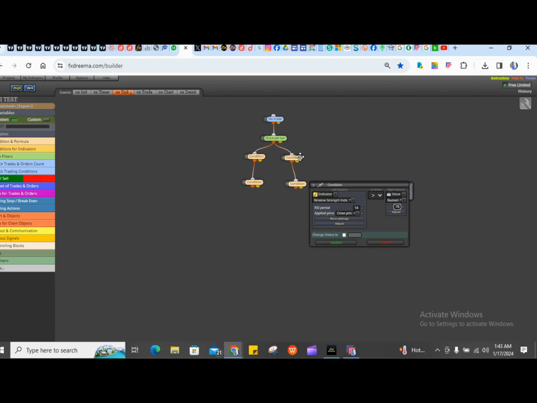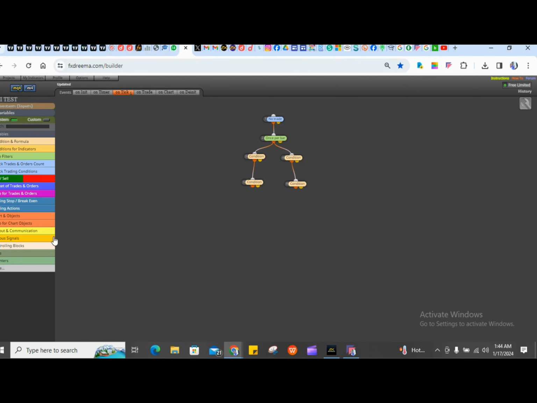Now, if the candlestick is below the moving average, it's already telling us that it is a sell trend, or a downward trend. Now, if RSI touches 70 or is above 70, take a sell on a 1 minute time frame. Click update.